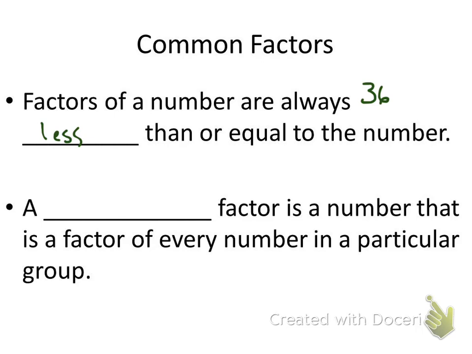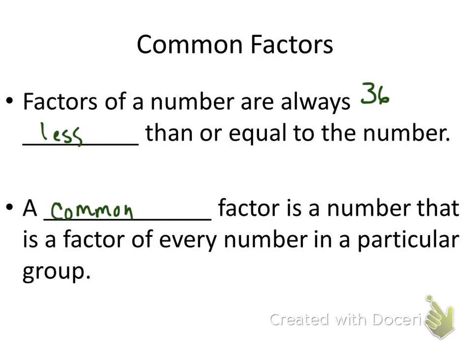A blank factor is a number that is a factor of every number in a particular group. What do you guys think is going to be filled in there? Common factor. So a common factor is a number that is a factor of every number in a particular group.